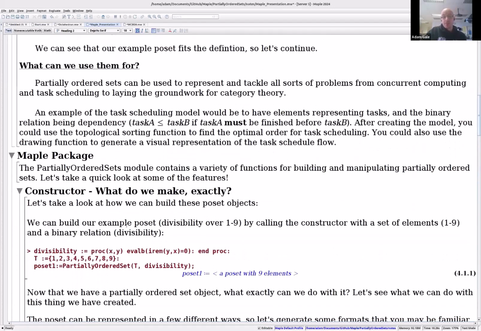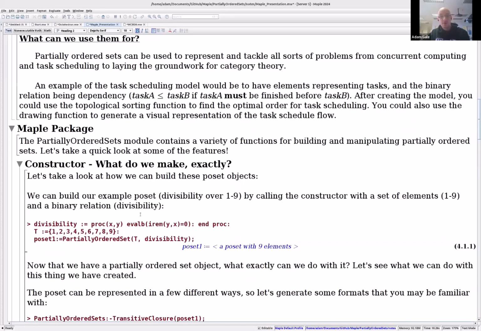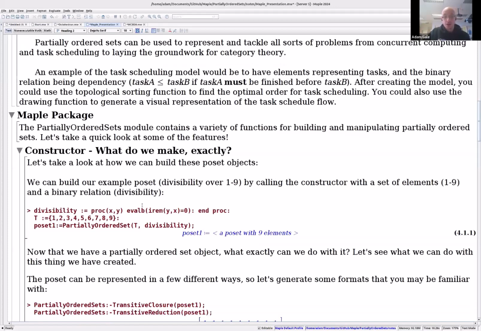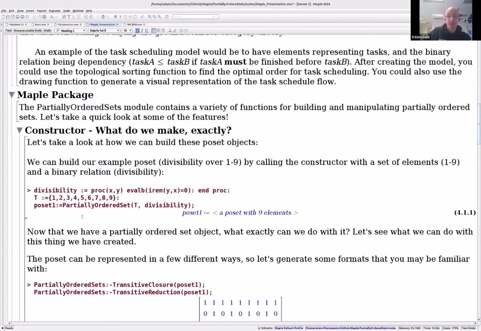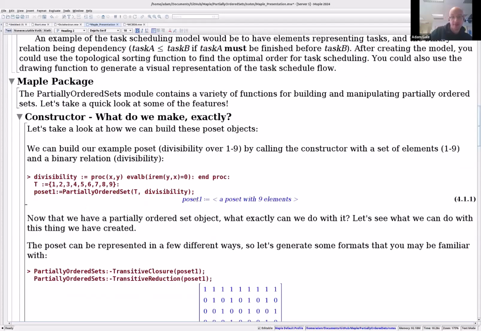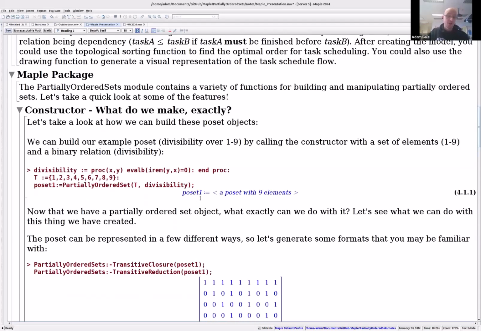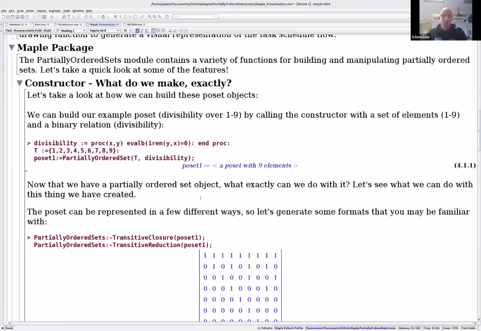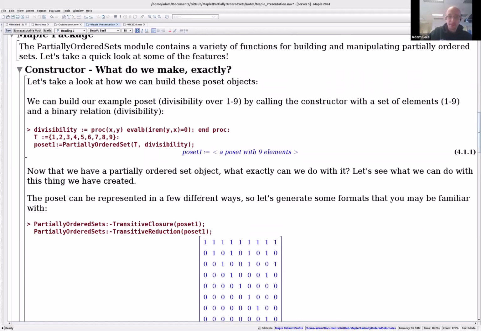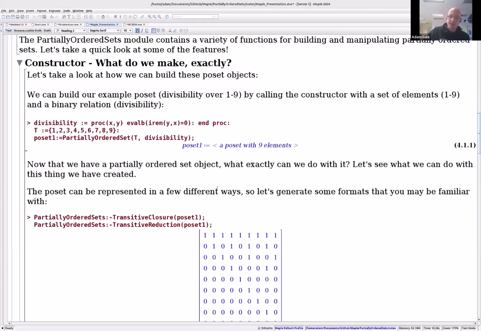So let's take a look at how we can actually build these poset objects. We can build our example poset that we discussed earlier, divisibility over 1 to 9, by calling the constructor with a set of elements and a binary relation. Here we're defining divisibility, defining our set of elements, and then using the constructor to form a poset object. Now that we've actually created the poset object, what exactly can we do with it? Well, let's see. The poset can be represented in a few different ways, so let's generate some formats that you may be familiar with.